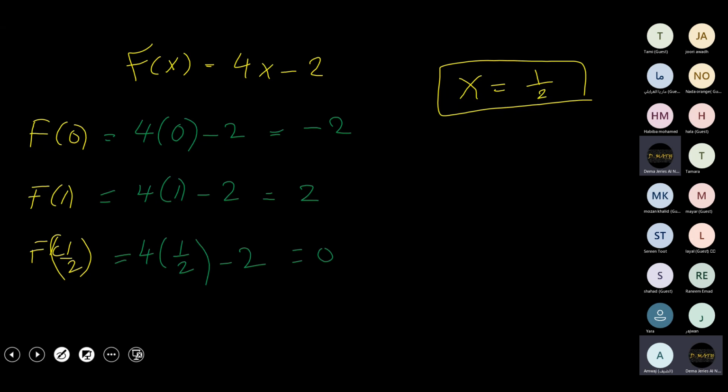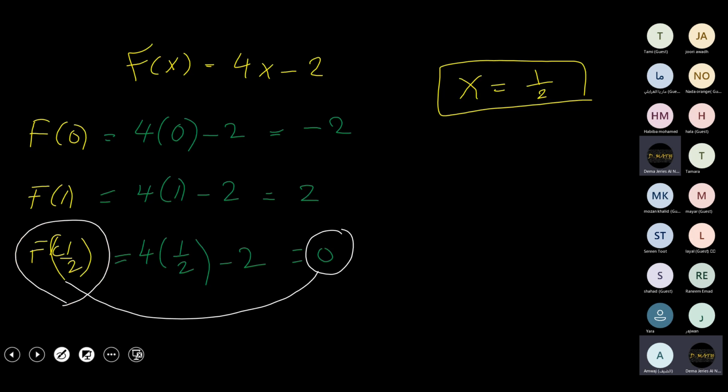Bravo. So where is the value of x that makes f of x equal 0? At which point? At half. Exactly. So that means when I substitute x with half, the f of half will be 0. But if I substitute x with any other value, you will find that f of x has a value, not 0. Is it clear? Yes.